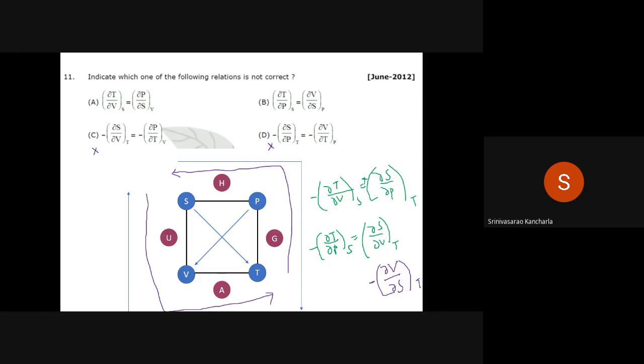∂T/∂P, sorry, this one, right? ∂T/∂P at constant entropy, which is equal to ∂S/∂V at constant temperature, but the sign is going up. I'm considering that as negative, so going down will be positive. So this is positive. Okay, if I take the reciprocal of it, can anyone understand this?